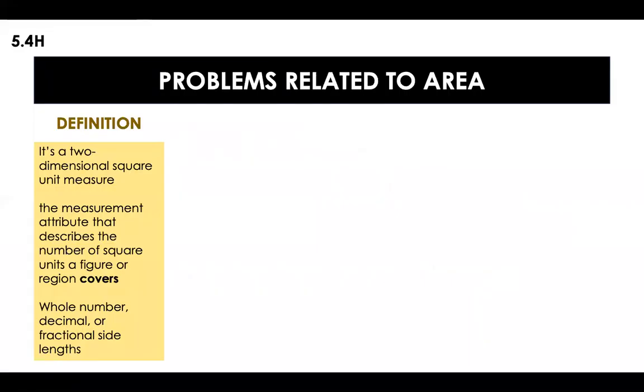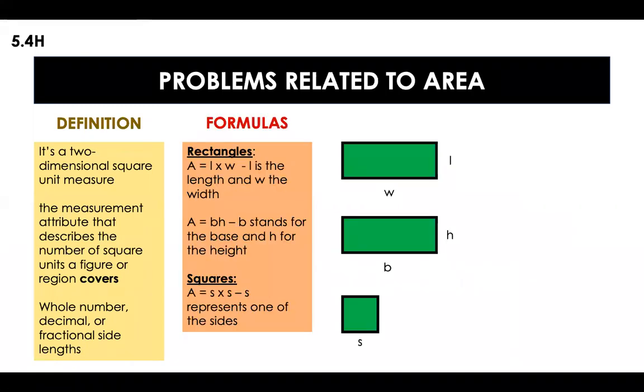So something important that we have to know about area is that this is a two-dimensional square unit measure, and the measurement attribute that describes the number of square units a figure or region covers. So this word covers is the most important for me.